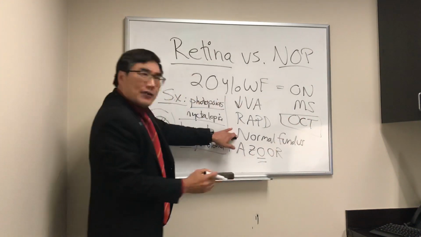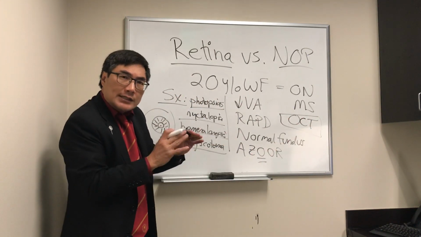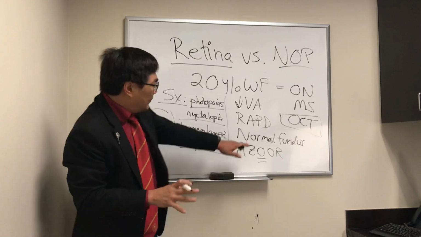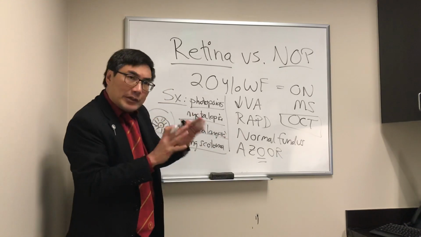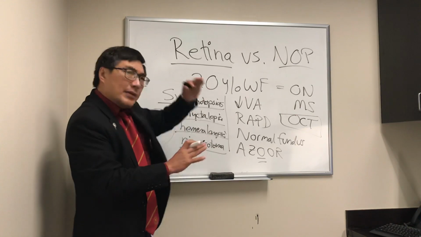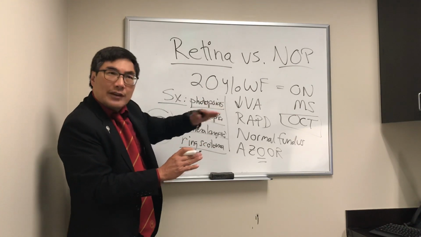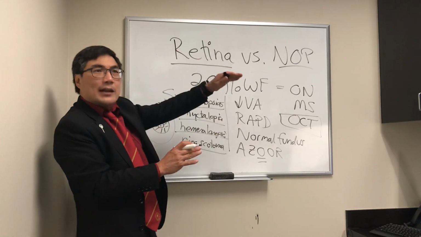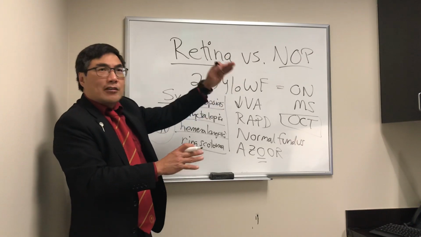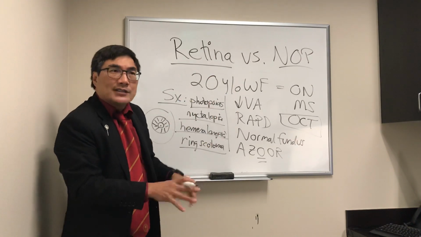So whenever we have a normal fundus, we're going to do an OCT, not only of the optic nerve, but of the macula. Because what we're going to be looking for in that OCT of the macula is each of the layers in the layer cake, from the retinal nerve fiber layer to the retinal ganglion cell layer, all the inner layers, the middle layers, and the outer layers.